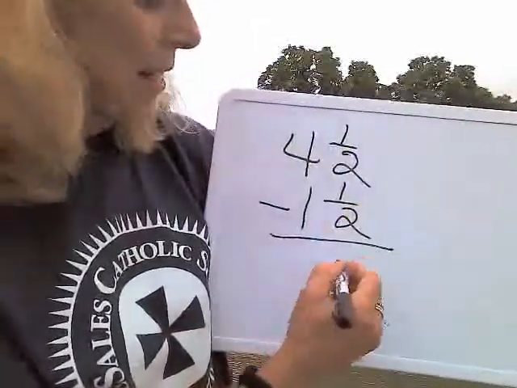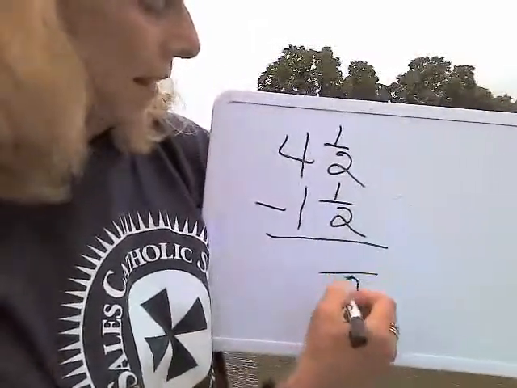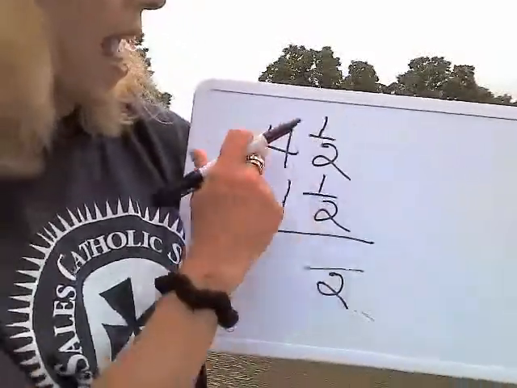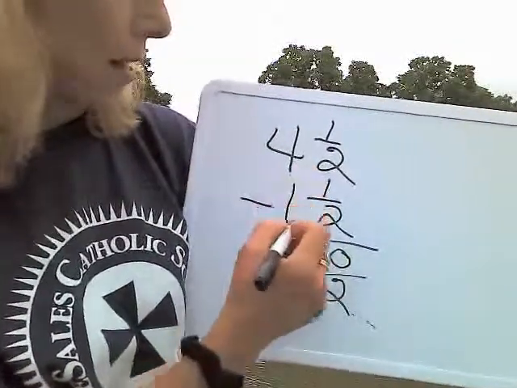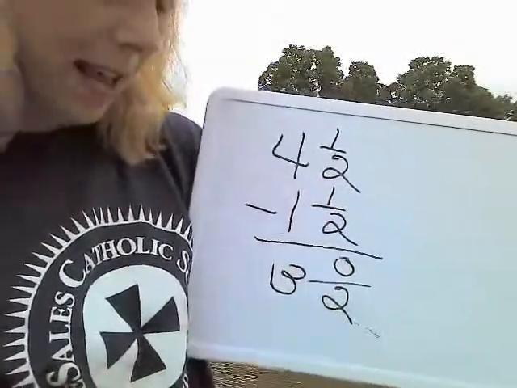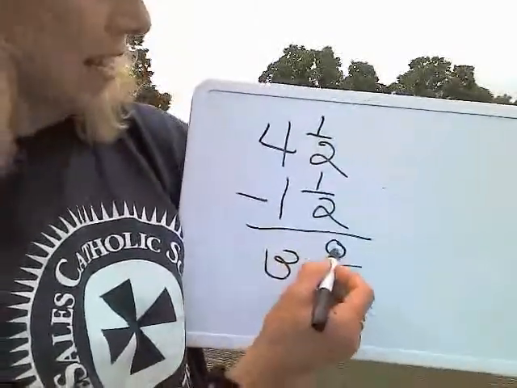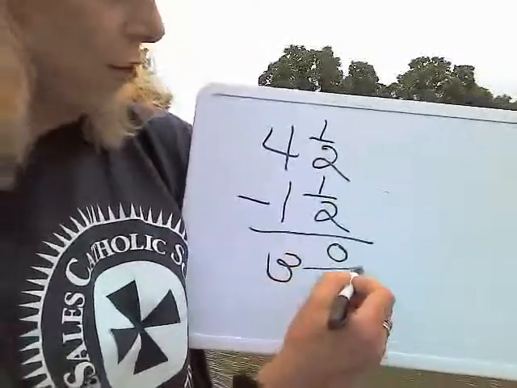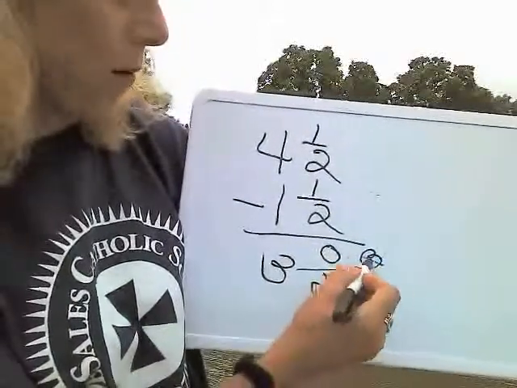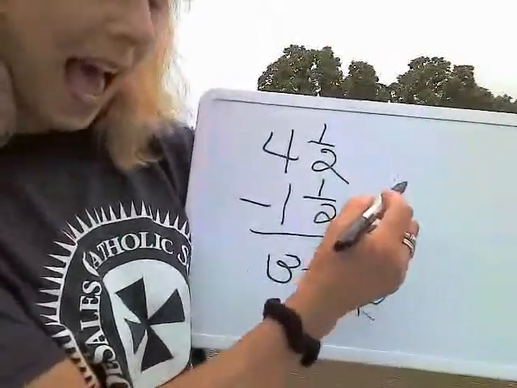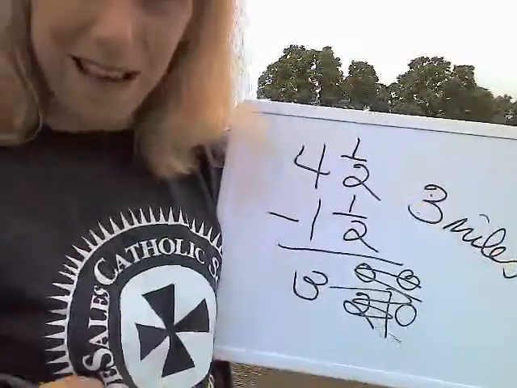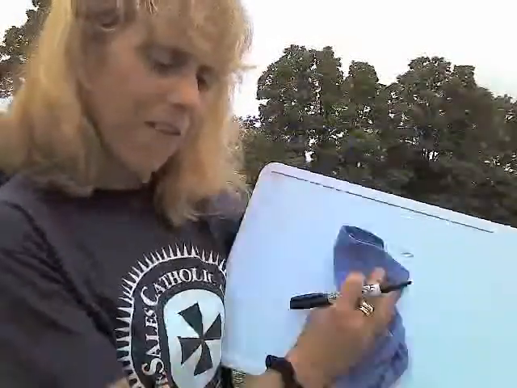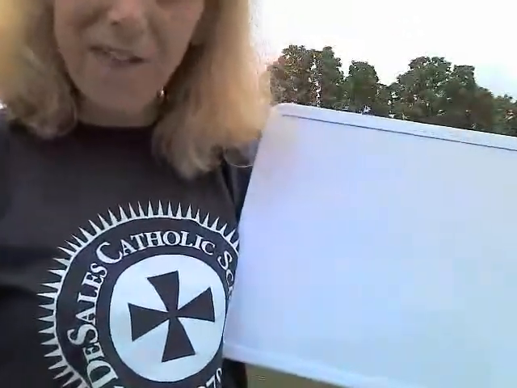Same thing. Common denominators, so I can keep my common denominator. But then I have to subtract. 1 minus 1 is 0. 4 minus 1 is 3. Oh my goodness. So this equals nothing, because if I drop down and divide, 2 into 0 goes 0. So my answer is I would have walked, how far did I walk? 3 miles.